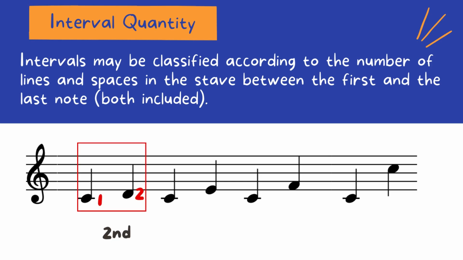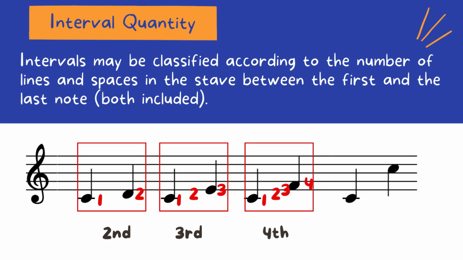Look at the second interval. C on the first ledger line, and D on the next space. This interval spans one line and one space. The third interval starts with C on the first ledger line, continues with a space, and finishes with E on the first line. This means 3 steps.